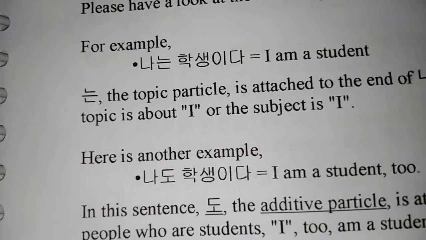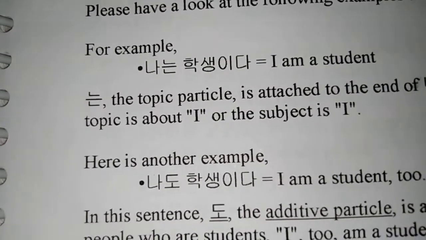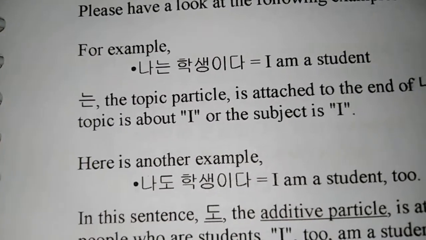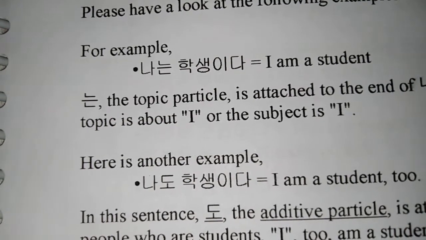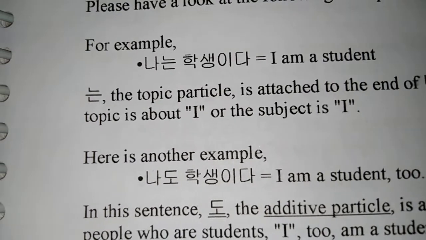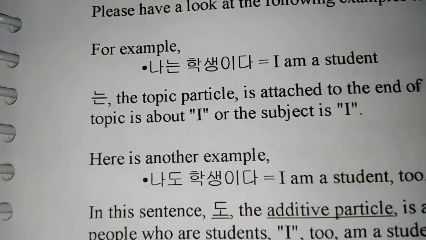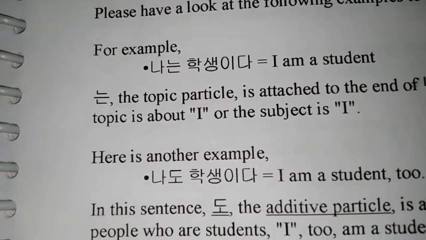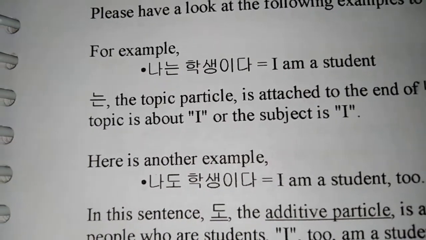Now we'll see an example of where and how to use do. 나도 학생이다. So we are saying I am also a student, or you could say I'm a student too. As I told you earlier, do indicates "too". And ida is used at the end to give completion to the sentence. You'll understand that as we go further in our lessons. You'll see how that works. So 나는 학생이다, 나도 학생이다.